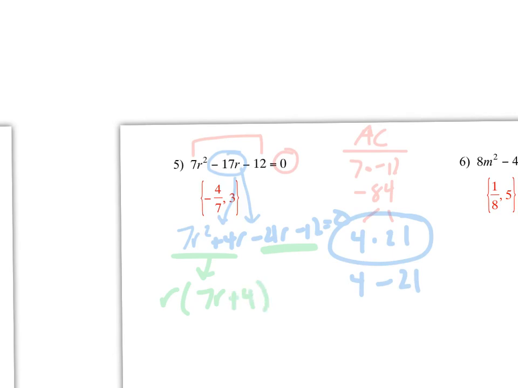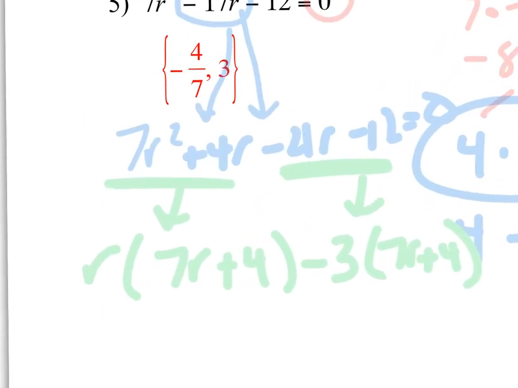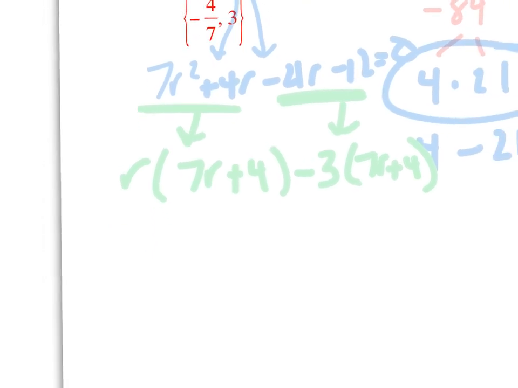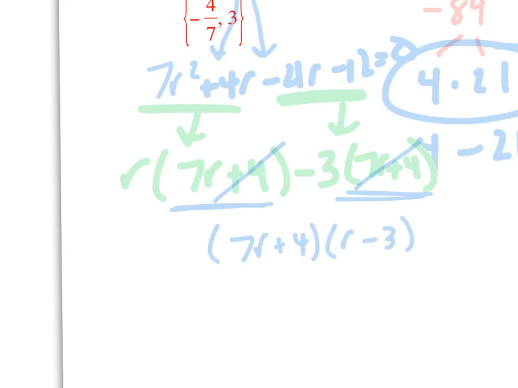Now the second group, they're both negative, so we take out a negative. Both are divisible by 3, so we take out a 3. And then we get 7r plus 4. All right, so both groups have this in common, the 7r plus 4. So that's one of your parentheses. And then when you mark that out, you can see the other parentheses are minus 3.